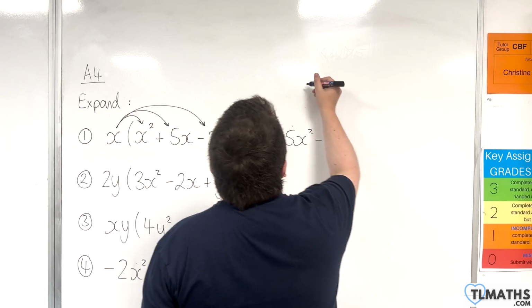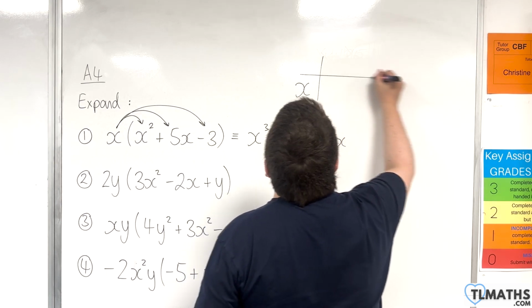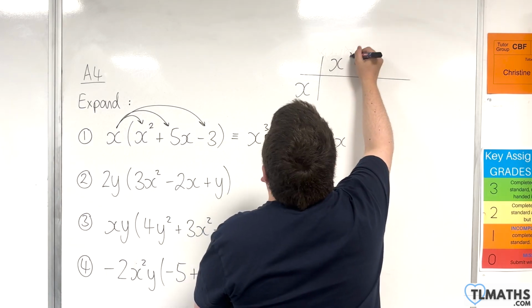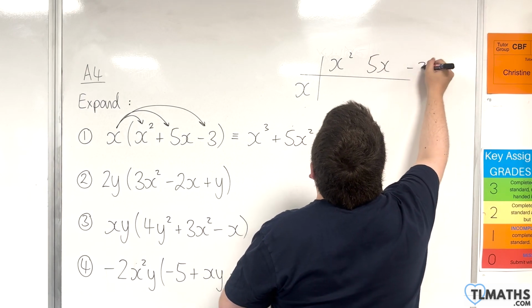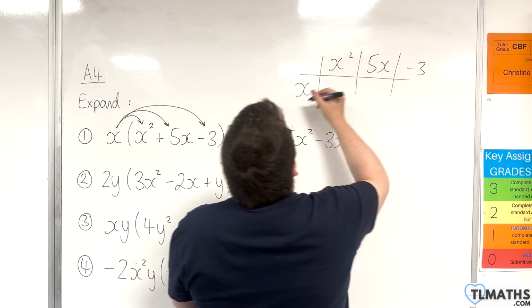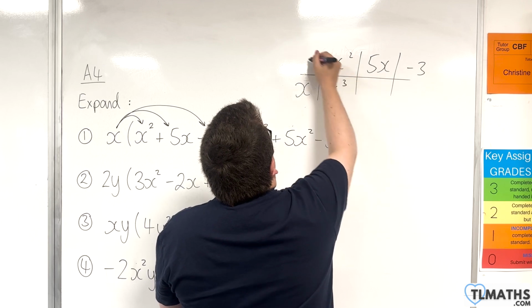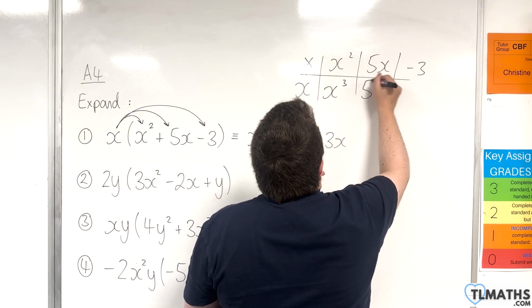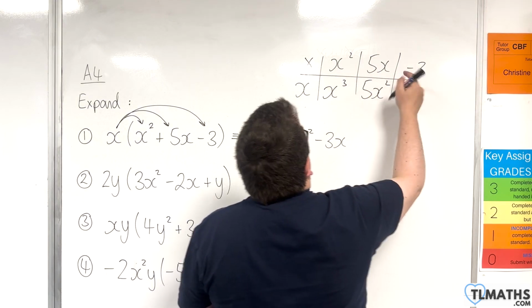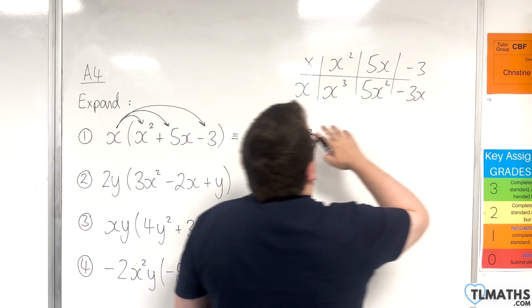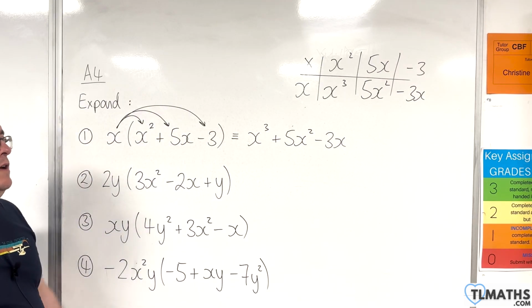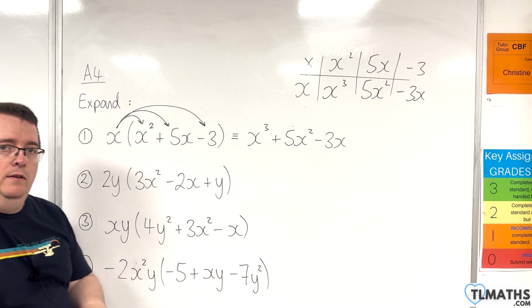So if you want to use a grid, we'll have the x, then x squared, 5x, take away 3, x times x squared, x times 5x, x times minus 3. And make sure you don't leave your answer in the grid, make sure you've written it out fully like I've done there.